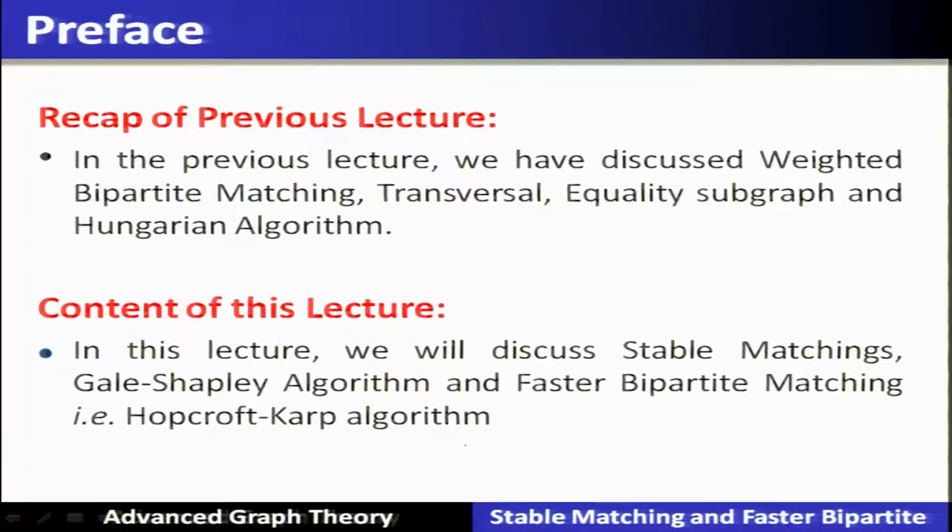Content of this lecture: in this lecture we will discuss stable matching, then we will take up the algorithm for it, that is given by Gale and Shapley. We will also discuss an advanced topic on maximum cardinality bipartite matching and another algorithm for it, that is called faster bipartite matching, and this algorithm is also well known as the Hopcroft-Karp algorithm.